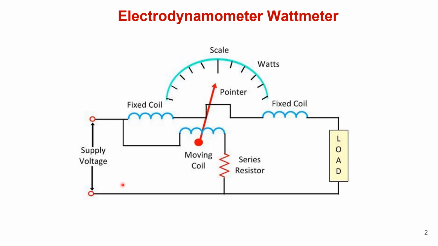By seeing this diagram itself, if the wattmeter is connected in a circuit to measure power, the current coil carries the load current. In the case of the potential coil, it carries a current proportional to the load voltage. So both are carrying currents only.